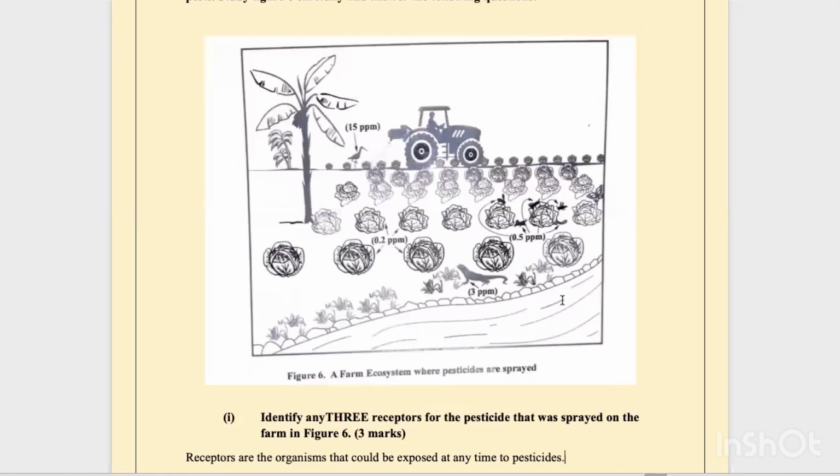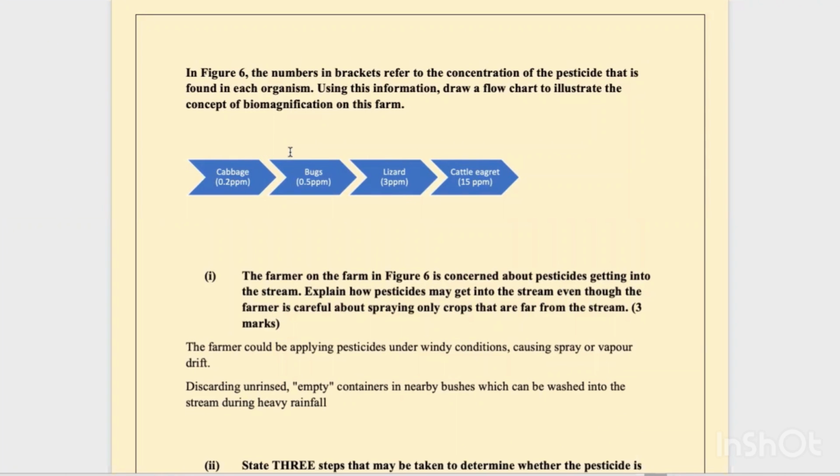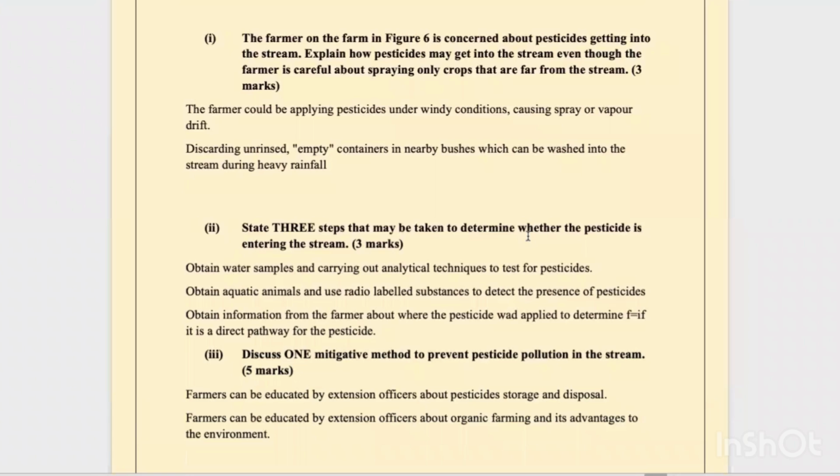Okay, let's construct our flow chart. So we have here the cabbage going to the bugs, going to the lizard, going to the cattle egret here. And then the next part of the question says the farmer on the farm in figure 6 is concerned about pesticides getting into the stream. Explain how pesticides may get into the stream, even though the farmer is careful about spraying only crops that are far from the stream. What the farmer could have been doing wrong is that he could have been applying pesticides under windy conditions, causing spray or vapor to drift into the stream, right?